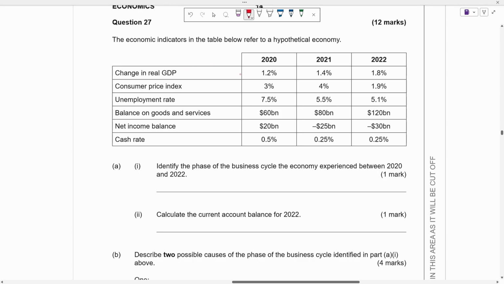So looking at the change in real GDP in 2022, it's 1.8%, which is below the RBA's target of 2 to 3%. The consumer price index is at 1.9%, which is also below the RBA's target of 2 to 3%. And the unemployment rate is at 5.1%, which is above the RBA's goal of 4.5%. So it's likely the RBA would implement an expansionary monetary stance.